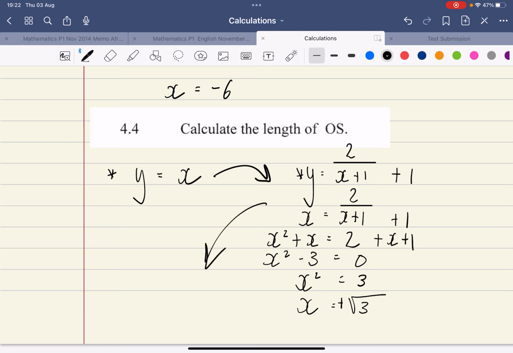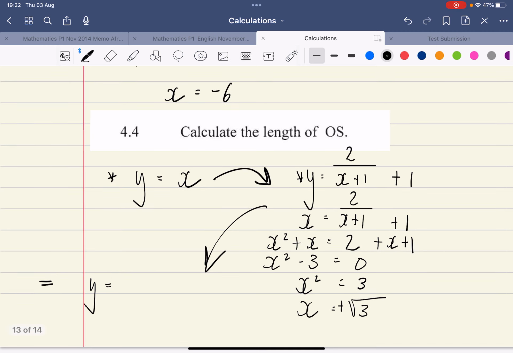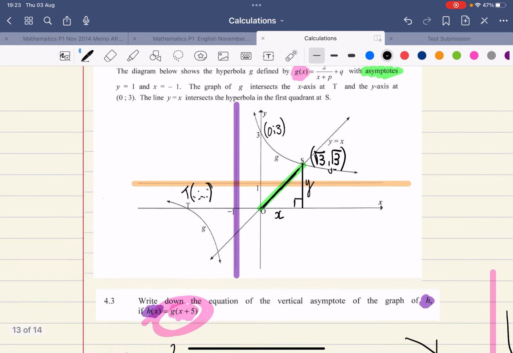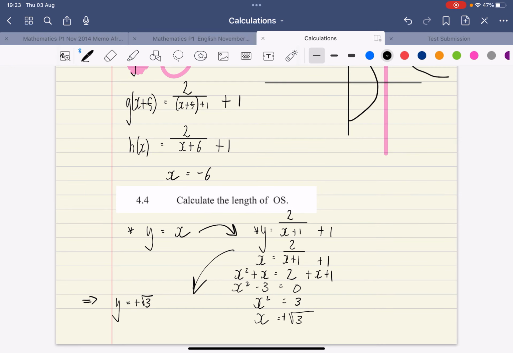So now let's find y. That will be as simple as using this equation, because we can substitute x back in over here, and y is equal to x, so y is also equal to positive root 3. So we have our coordinates for S. Now it's simply a matter of using Pythagoras.